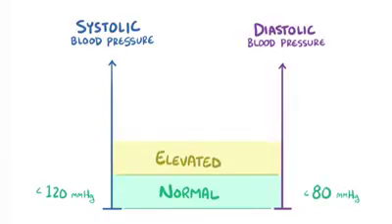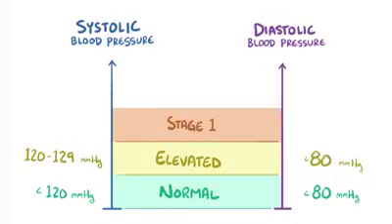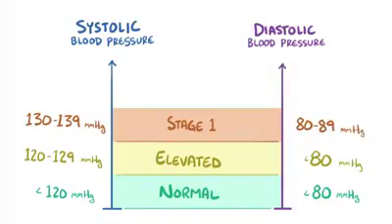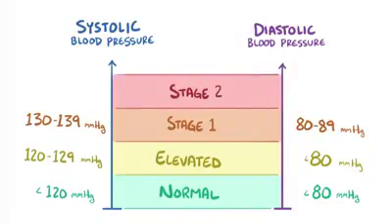Elevated systolic blood pressure is considered between 120 and 129 millimeters of mercury, and less than 80 millimeters of mercury on the diastolic side. Stage 1 hypertension is between 130 and 139 millimeters of mercury on the systolic side, and between 80 and 89 millimeters of mercury on the diastolic side. Stage 2 hypertension is defined as anything that's 140 millimeters of mercury or higher on the systolic side, and 90 millimeters of mercury or higher on the diastolic side.